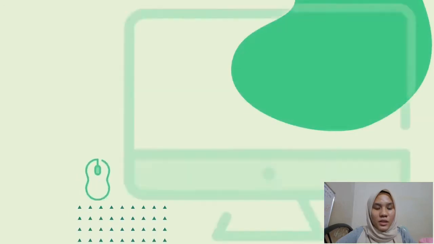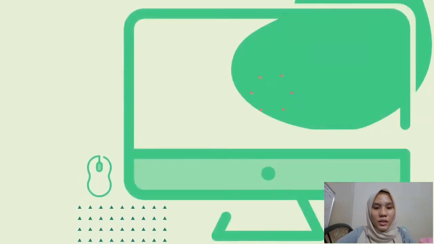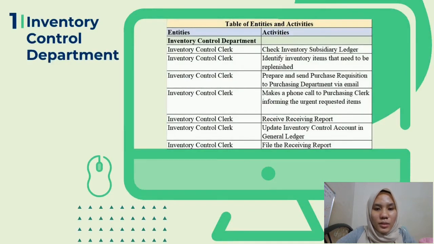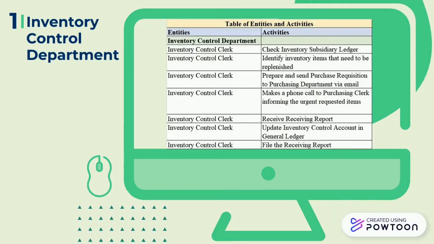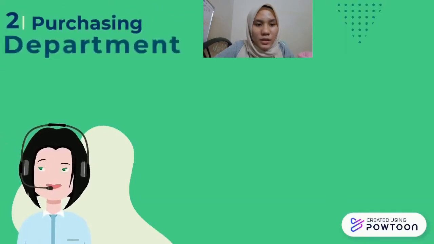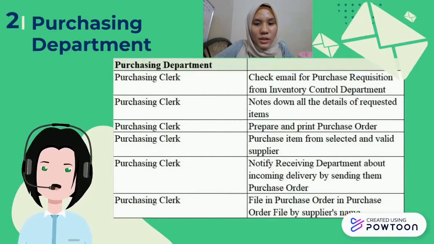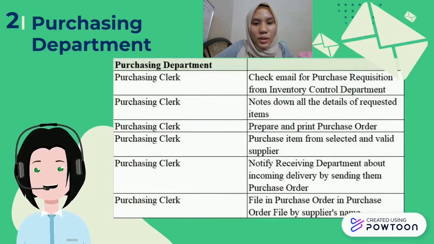The first entity involved in this purchase and cash disbursement system is the inventory control department. Their main task in this system is to prepare the purchase requisition and send it to the purchasing department through email. The next is the purchasing department. Their main task is to prepare the purchase order and send it to a valid supplier to place the order.